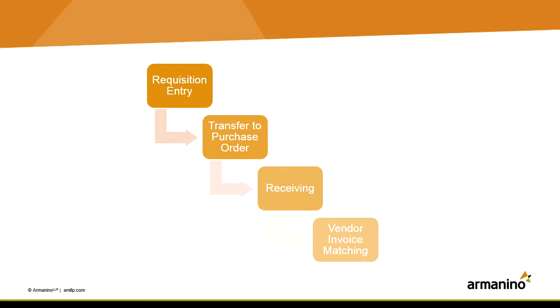I entered a requisition, I transferred that to a purchase order, I then received that purchase order, and I later matched the vendor's invoice to that receipt. That shows a three-way matching with the purchase order. The simple purchasing process in Dynamics GP will help you control the purchasing process from the requisition to the vendor's invoice.